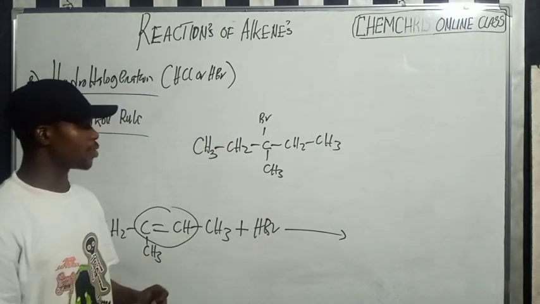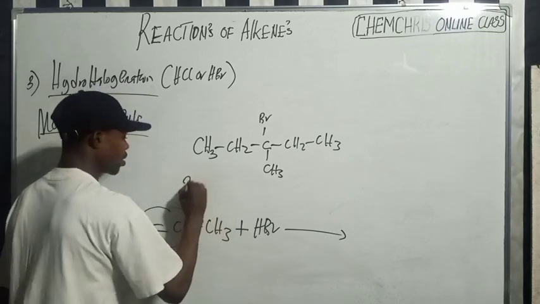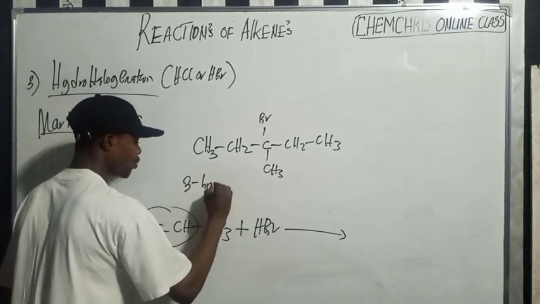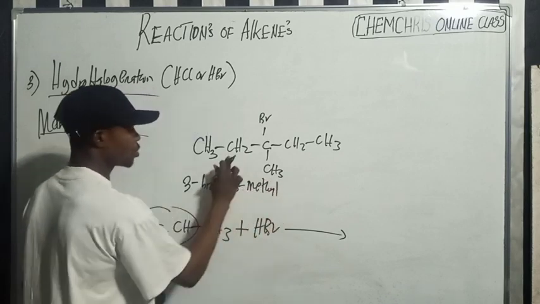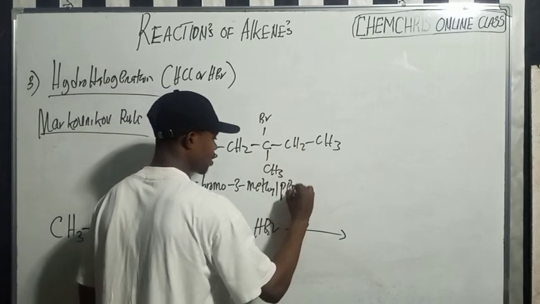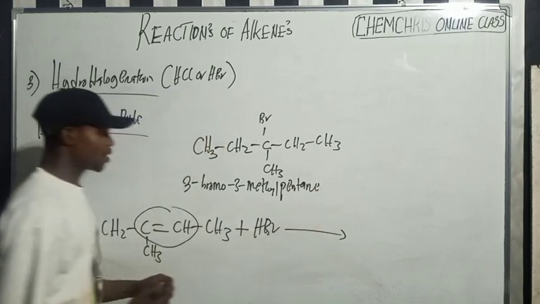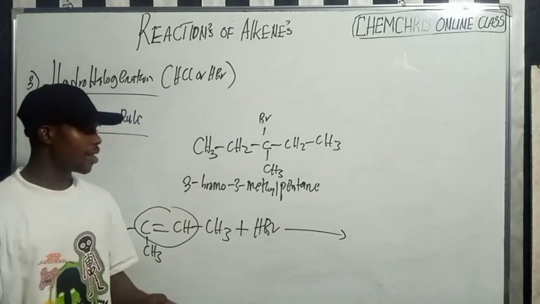So what will be the name of the product? It will be 3-bromo, 3-methyl, 1, 2, 3, 4, 5, pentane. That is the name of the product. 3-bromo-3-methylpentane.